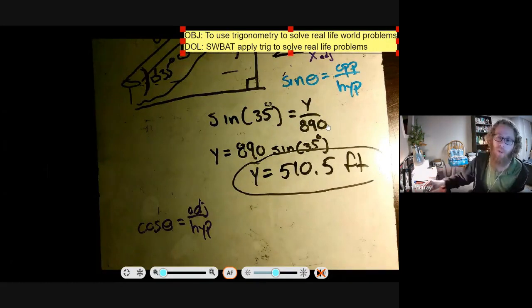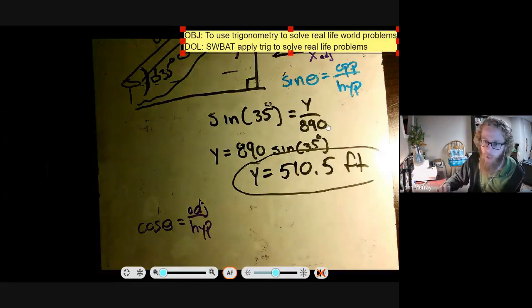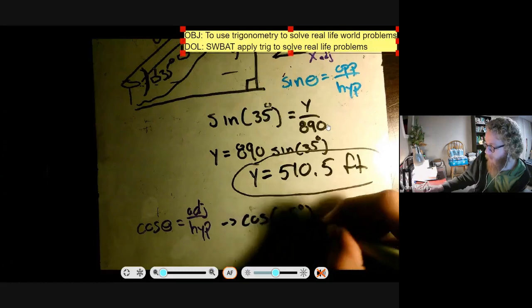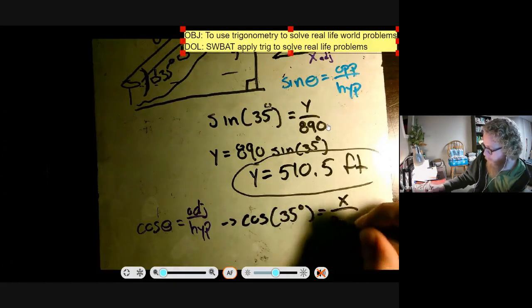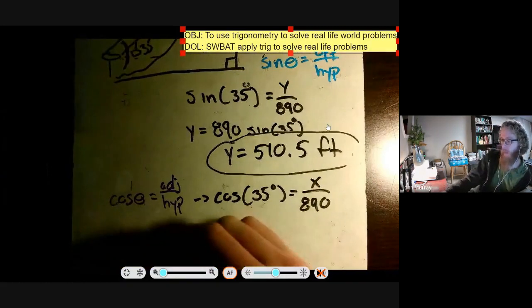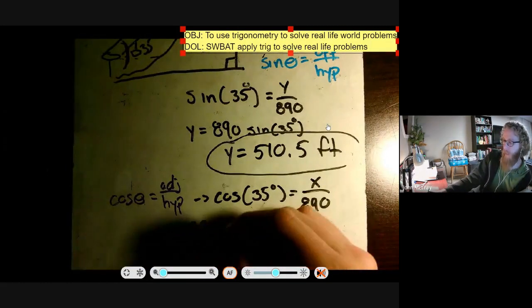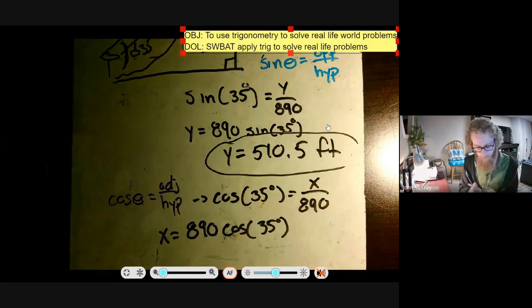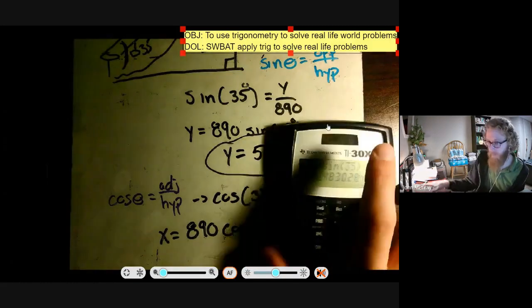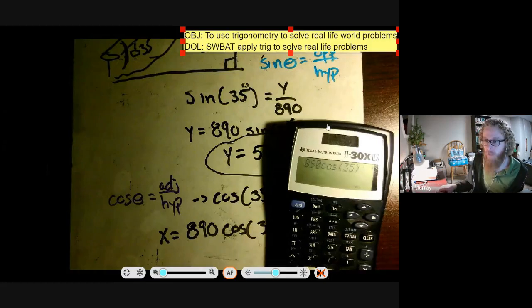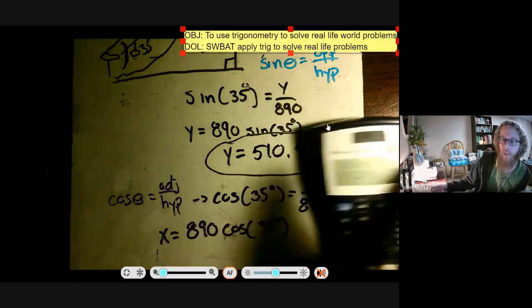Our setup is going to be very similar to the last one, except I'm using cosine instead of sine. So I get the horizontal distance is 890 times the cosine of 35 degrees. And the horizontal distance is 729 feet.